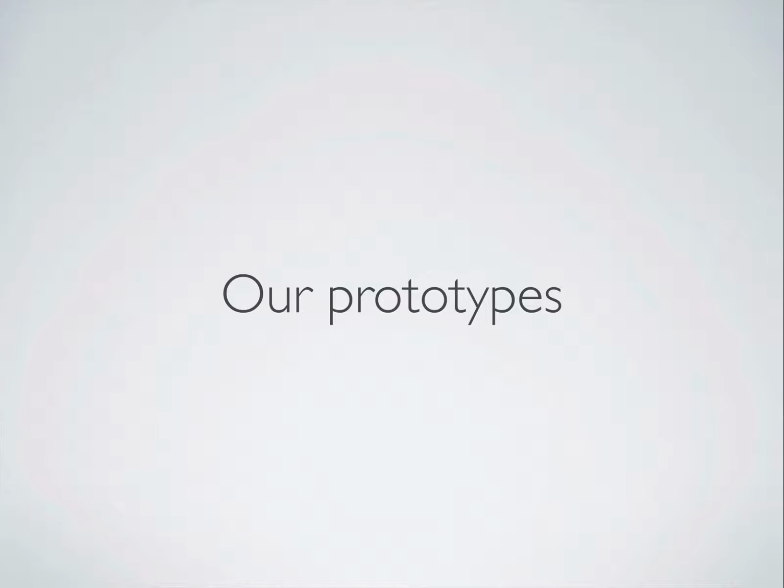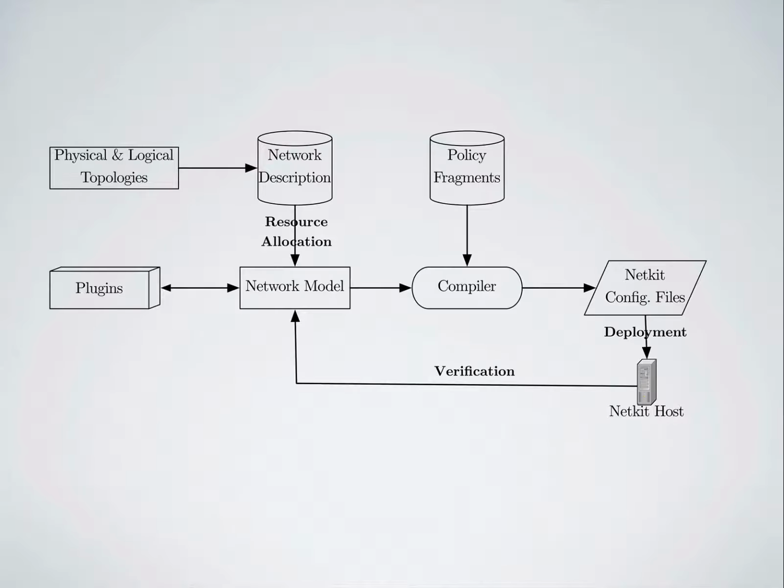We developed a couple of prototypes in order to understand the broader configuration problem. Our first prototype followed the script-driven approach. A network model sat at the middle. We had physical and logical topologies expressed in a network description. The network model had resource allocation applied to it, such as IP addresses, providing an abstract view of the network. A number of plugins were used, such as to provide optimization for traffic engineering. These were then used with a compiler, which essentially took that resource model and policy, such as expressed in a template format, and generated configuration files. These were generated for the NetKit platform and deployed to the NetKit host through a series of scripts.